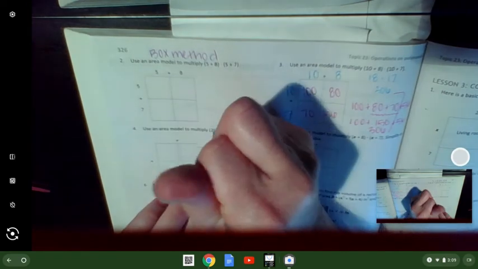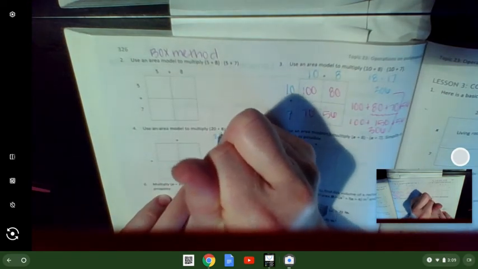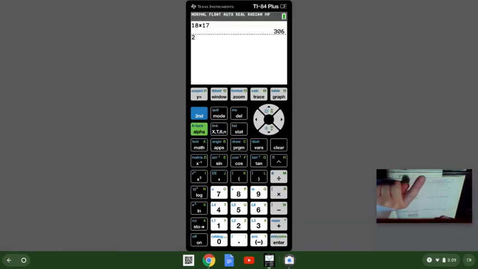So we have 20 plus 8, which is, of course, 28. And 20 plus 7, which is 27. So we have 28 times 27. And I'm going to just check what that is right here so we know that we got the right answer. 756. I'm going to write that down.